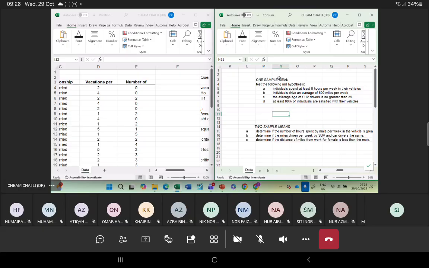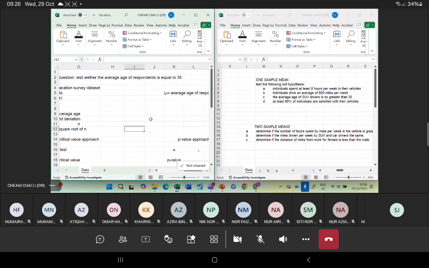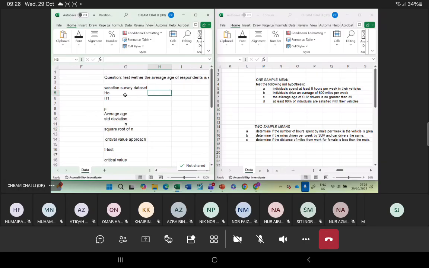Okay. For 1 sample mean, you lihat A, B, C. Ignore yang D ya, proportion. Proportion kita tak lihat lah, kita lihat mean saja. And for vacation survey, yang ni lah soalan dia. Satu soalan saja. This is a question, right?